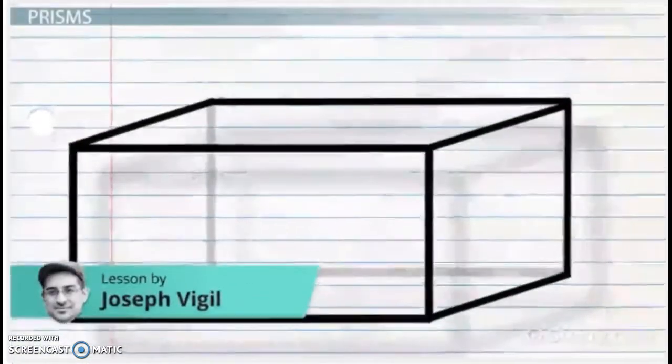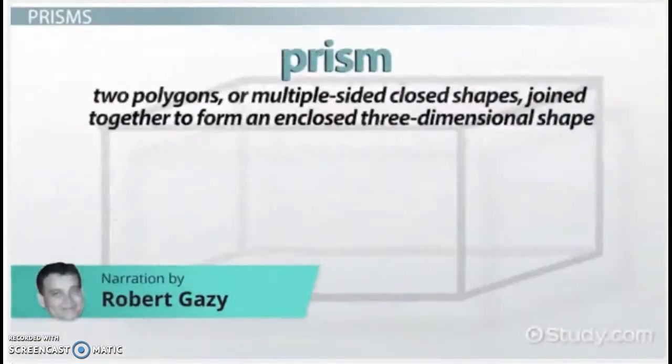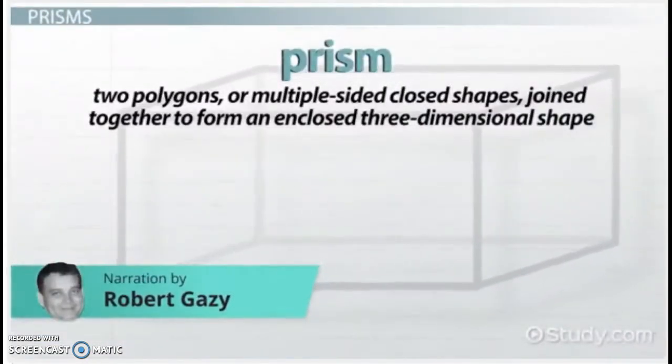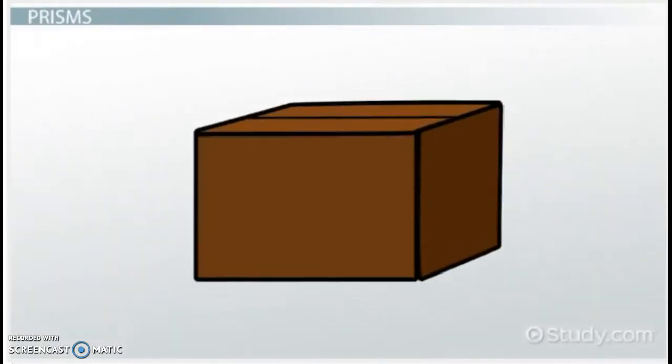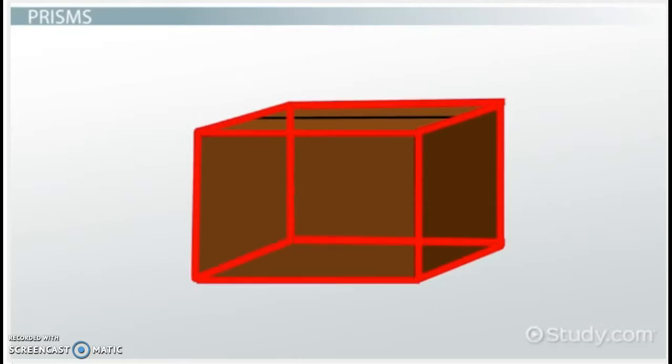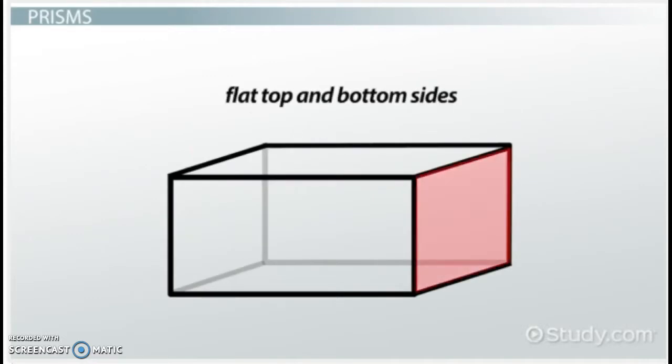Prisms are a certain kind of shape, but what makes them stand out? A prism is two polygons, or multiple-sided closed shapes, joined together to form an enclosed three-dimensional shape. For example, a box is a prism because it consists of two squares or rectangles joined together to make the enclosed three-dimensional figure seen here.